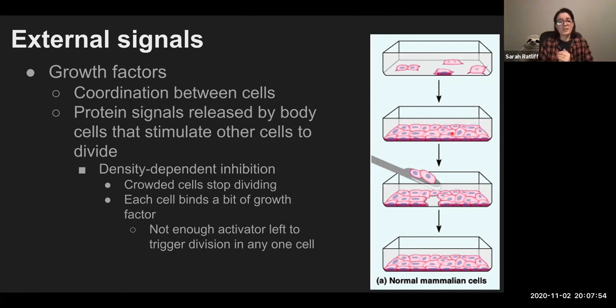this top one is called density dependent. So when things are full, we'll stop. Once it gets too crowded, we're done dividing. And each cell binds a bit of that growth factor. So that means there isn't enough activator left to trigger cell division. So they're all crammed in there like, okay, we're going to send out a little tiny signal and say, hey, we're too crowded. We're good. We should stop dividing.